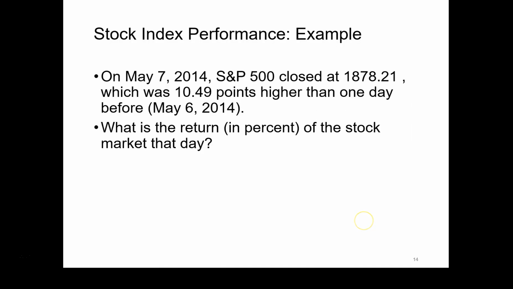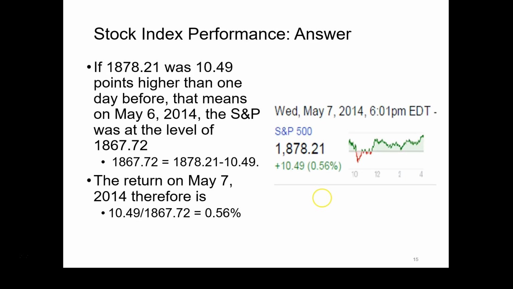So now we'll just use a simple example to explain how we look at the stock index to understand the movement, or say the performance in the market. For example, back on May 7th of 2014, the S&P 500 closed at 1878.21, and that was 10.49 points higher than May 6th, 1 day before. So how much is the return in percentage of the stock market that day?